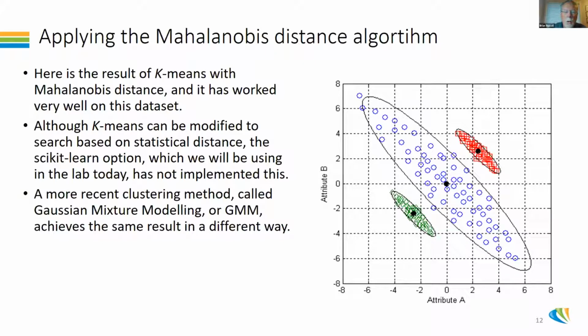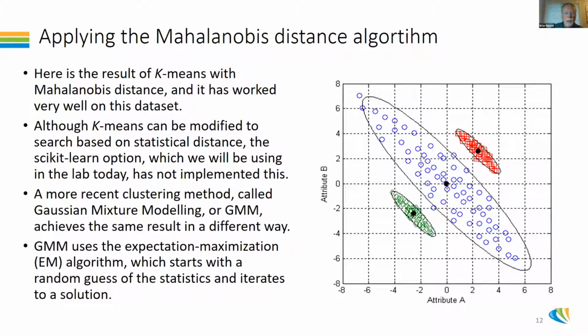So a more recent clustering method is called Gaussian mixture modeling, or GMM, and it achieves the same result in a different way. In fact, I've seen the 2 referred to as the hard clustering and the soft clustering approach. So GMM uses what's called the expectation maximization, or EM algorithm, which starts with a random guess of the statistics and then iterates towards a solution.